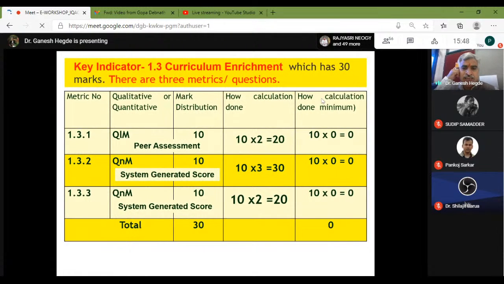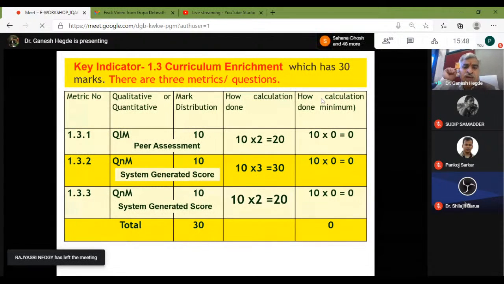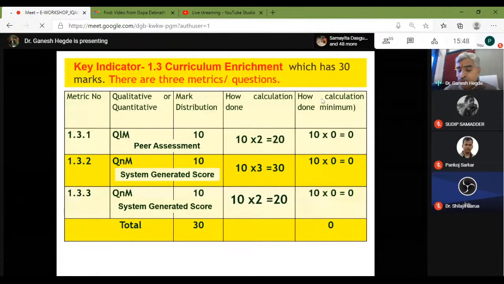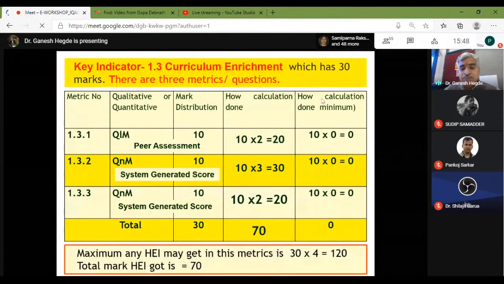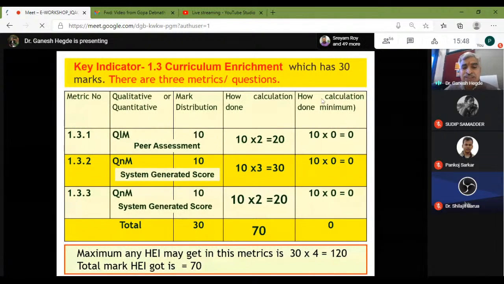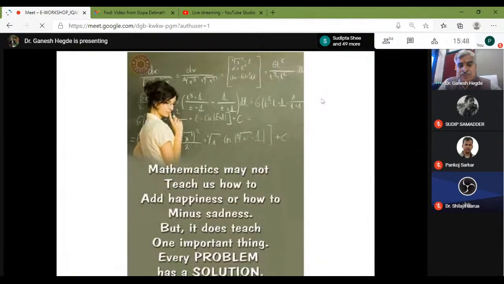So hypothetically, I have put on the 0 to 4 scale; every metric, every weightage will be calculated on a 0 to 4 scale. Now, hypothetically, I have put a 2 and a 3. For example, 10 into 2, you will get 20; 10 into 3, you will get 30; and 10 into 2, you may get 20. So in this particular key indicator, the institution has got 70. The maximum they can get is 120, but the institution has got 70.